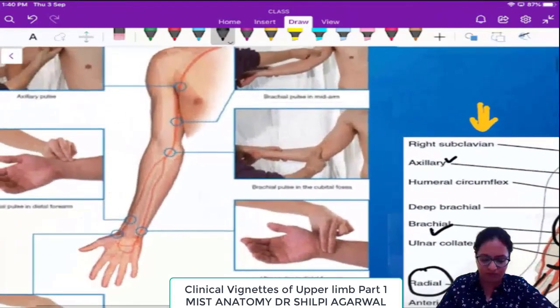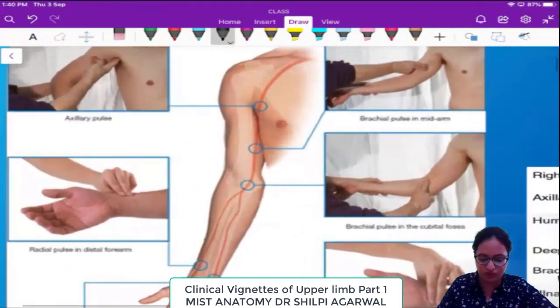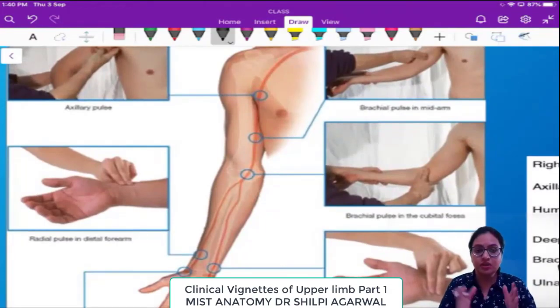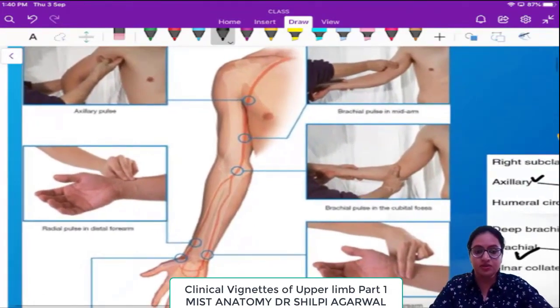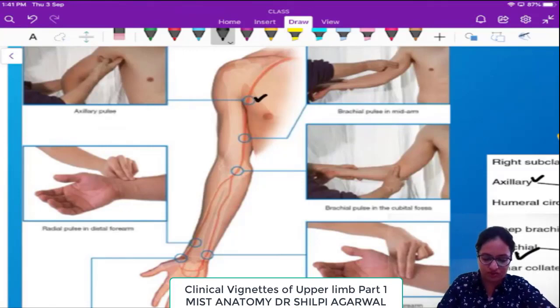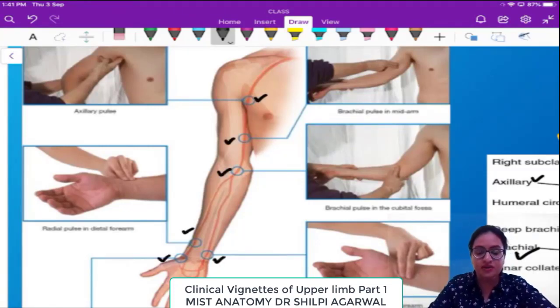Now coming over here, this is the picture which is showing the whole arterial network in the human body. When you see this, you can palpate the arterial network at all these positions. These are all positions where it can be palpated. Now let us see one by one.